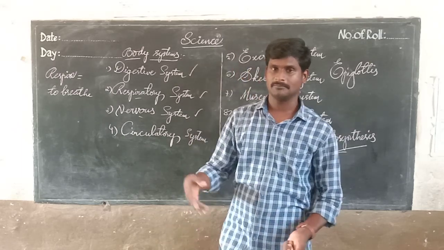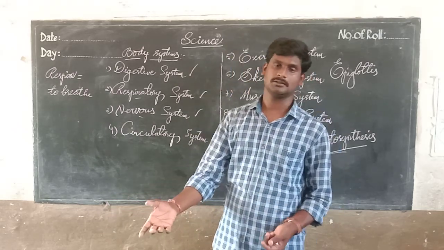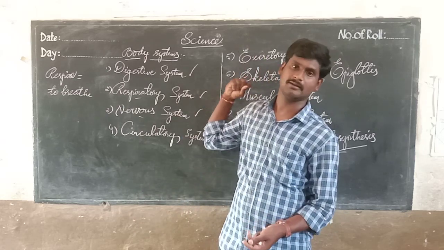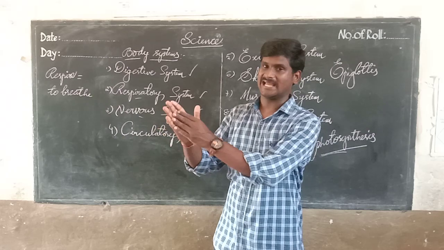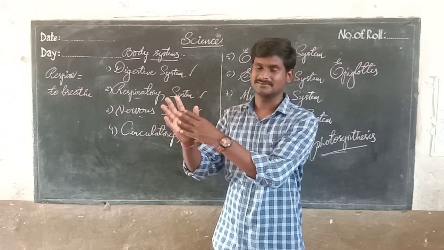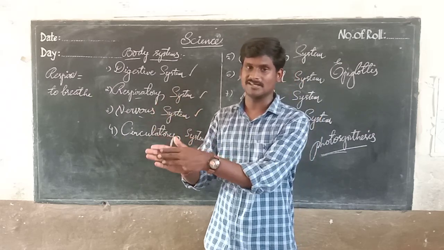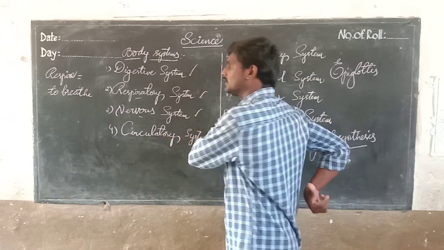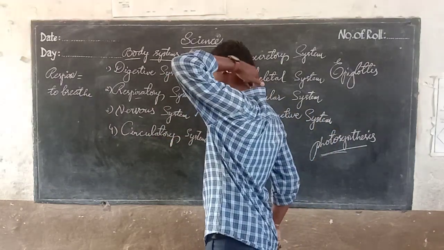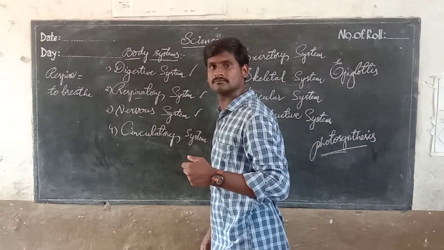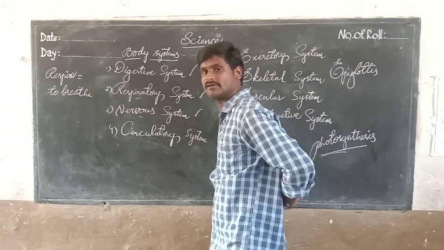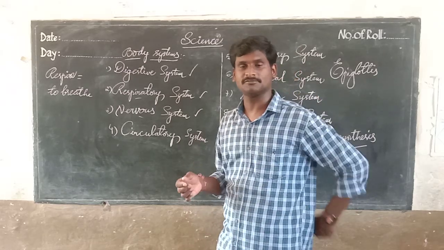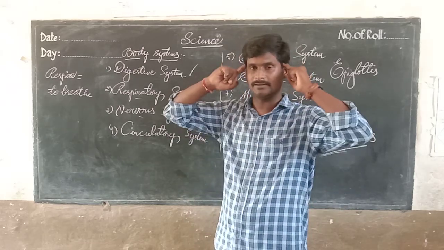Suppose I unfortunately touch a hot iron rod. At that time, I take back my hand. How do I take back my hand? My skin has some nerves. Those nerves pass the message to my spinal cord. The spinal cord is present inside the vertebra. The nerves pass the message to the spinal cord, and then to the brain.